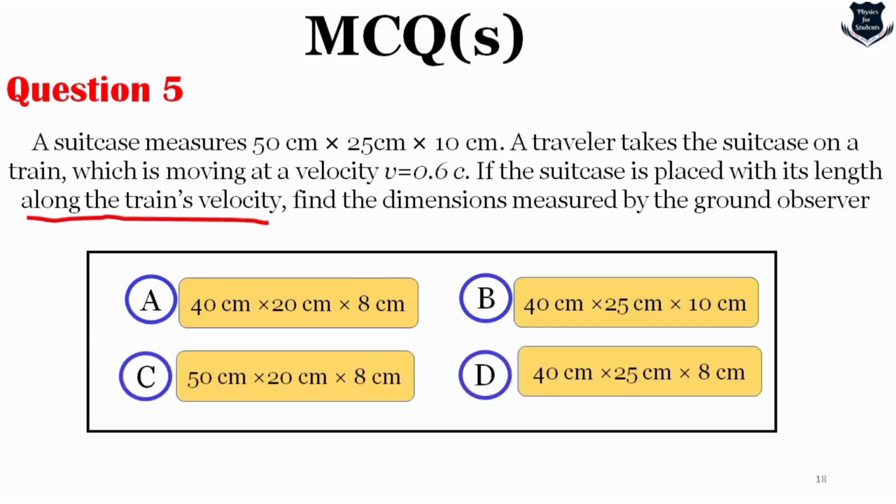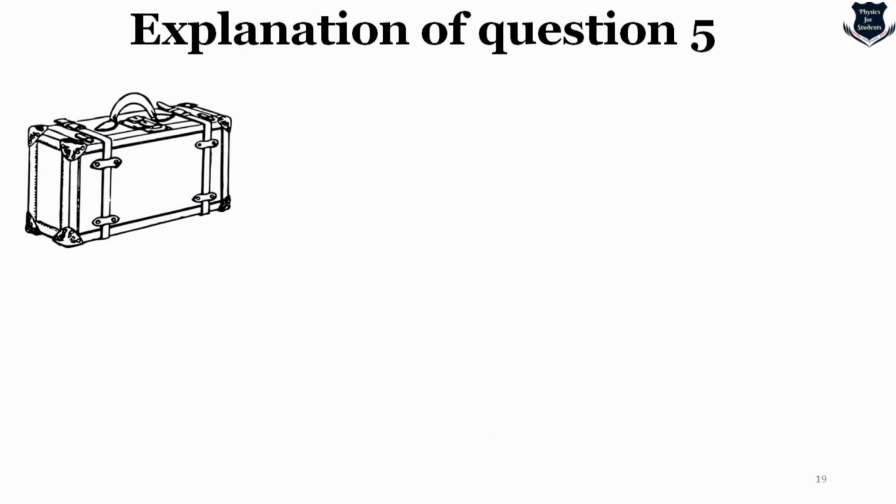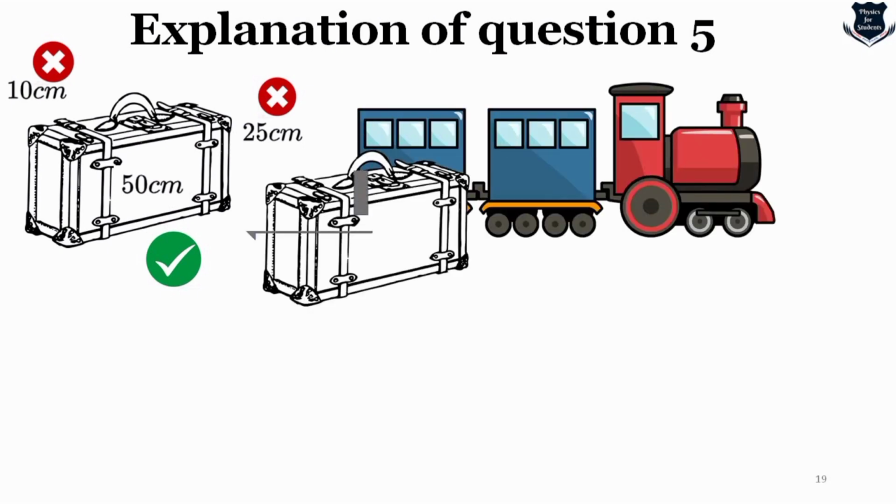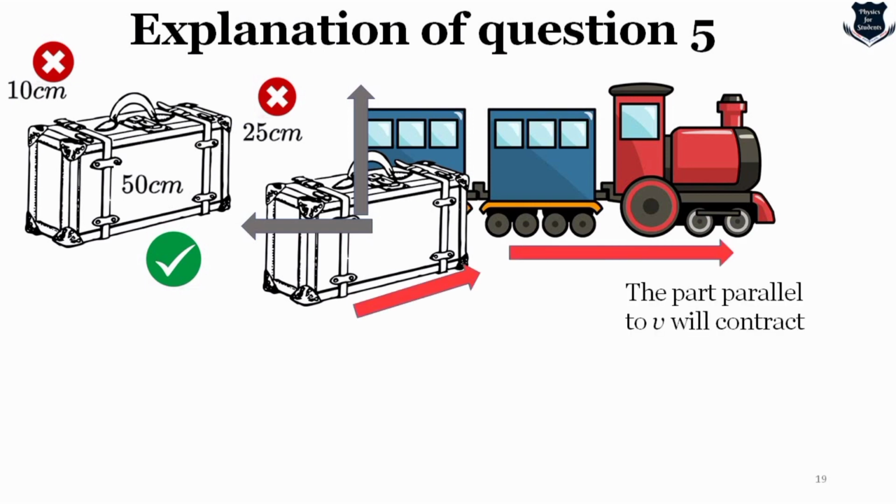Here what we need to do, I have underlined, is remember that the length is along the train's velocity. I would like to show you a quick illustration which makes things clear. Suppose this is a traveler's suitcase. The breadth won't change, only the length would vary because it is moving along the train's line, that is 50 cm. Here is the train, and 10 and 25 won't vary. What varies is the one parallel to V, so the part parallel to V will only contract.